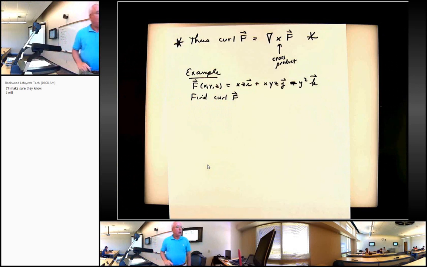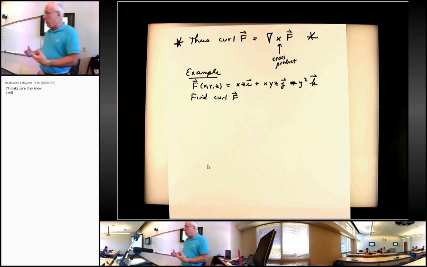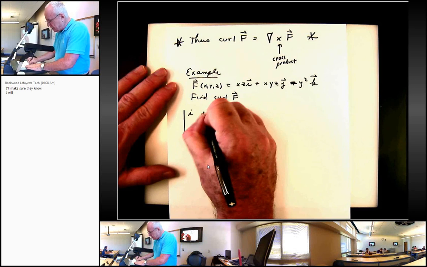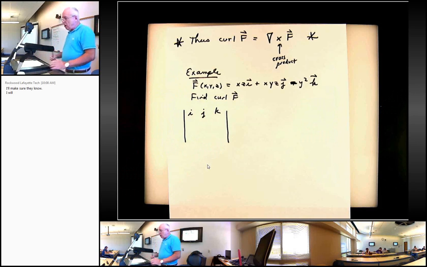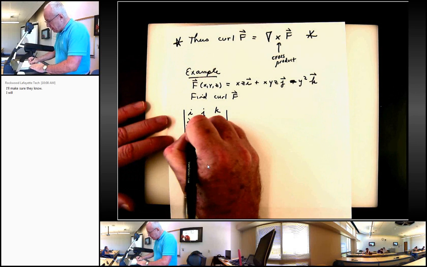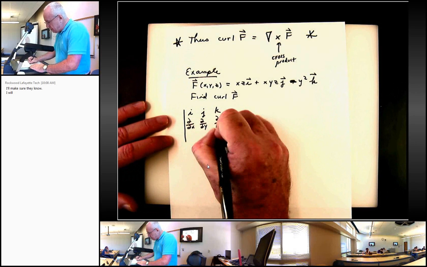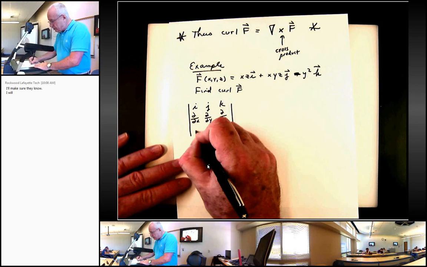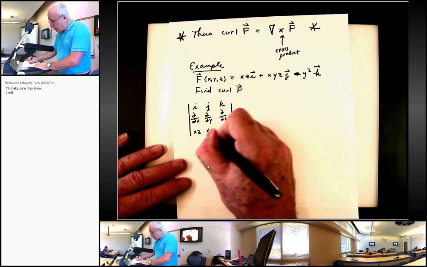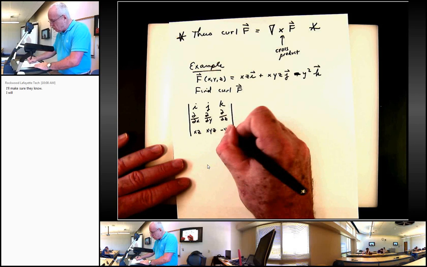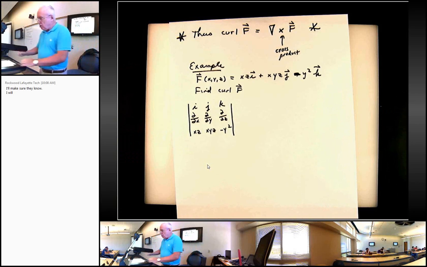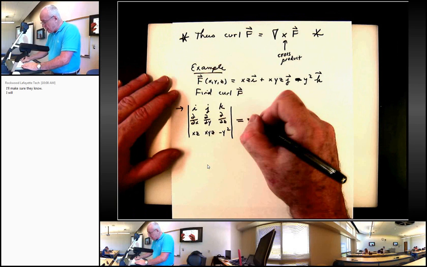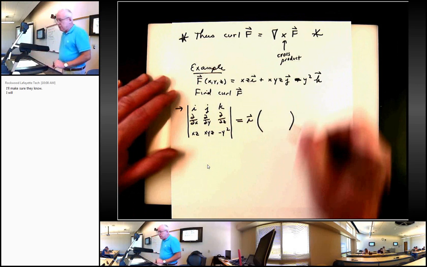I'm just going to do it with the memory aid. So we're going to have our 3 by 3 here. At the top, I'm going to have i, j, and k. On the second row, I'm going to have my delta x, delta y, delta z. And then on the bottom row, I'm going to put my components x z, x y z, and minus y squared. Okay, we go across that first row. I start out with the i vector. And let's see what we get here then.